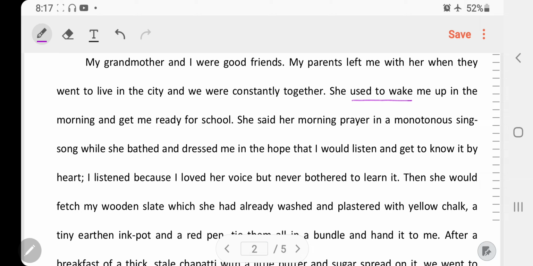He listened to this prayer because he loved the voice of grandma. But he never intended or he never bothered to learn it by heart.